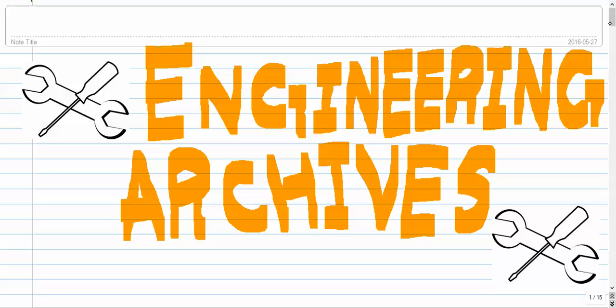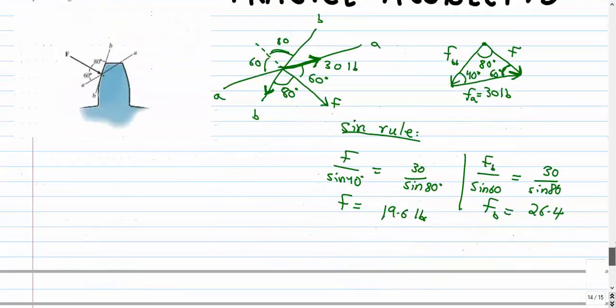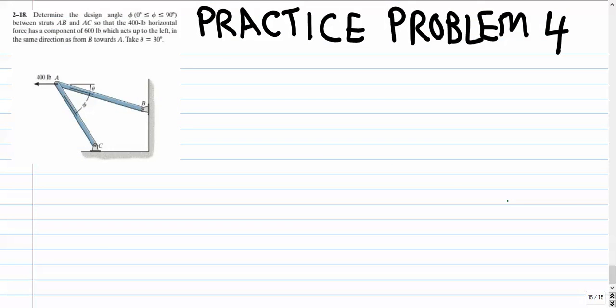Let's now look at our practice problem number 4. So in this question, they say determine the design angle phi. This symbol stands for phi, or you can just call it theta. Determine the design angle phi between struts AB and AC so that the 400-pound horizontal force has a component of 600 pounds, which acts up to the left in the same direction as from B towards A. Take theta equals 30 degrees. So this is theta and this is phi. Theta is given to be 30 degrees.